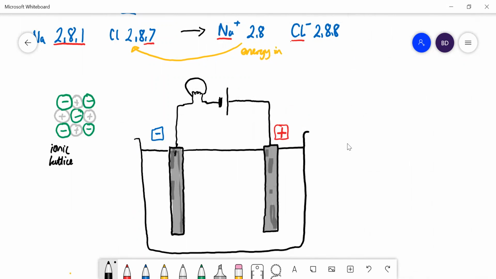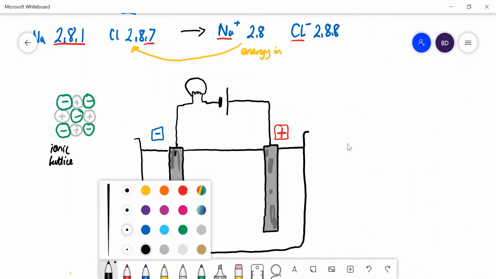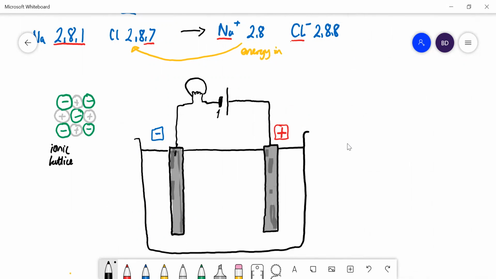So here we've got a cell. There's a negative end of the cell and a positive end of the cell, providing a voltage. Here we've got two graphite electrodes. Graphite, of course, is a conductor of electricity, with a very high melting point, which is important, as we'll see. And we put a light bulb in that circuit here. I haven't used the proper symbol for a light bulb, I've drawn one.